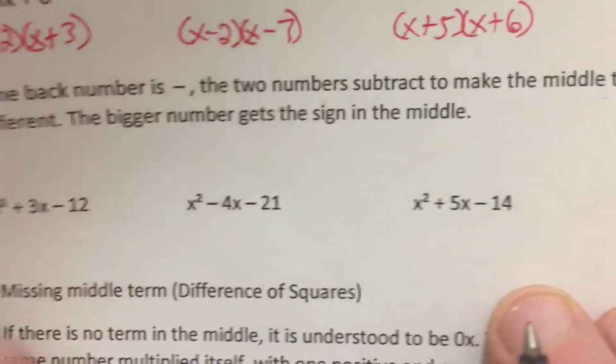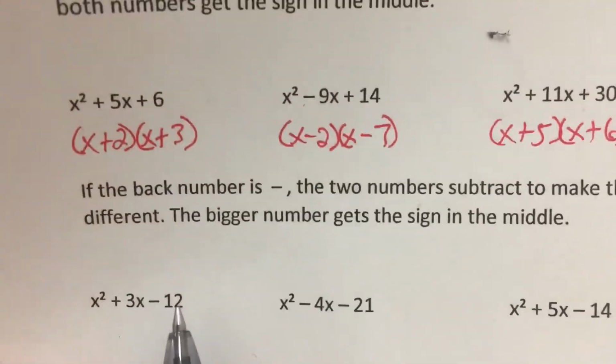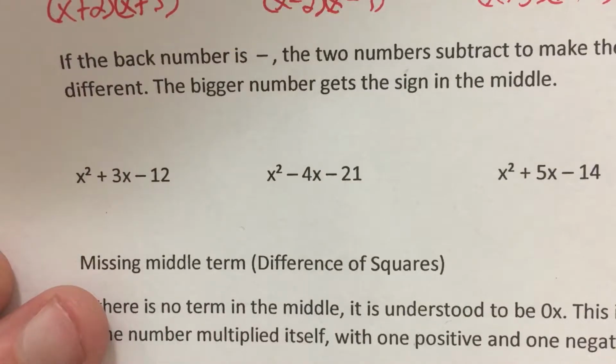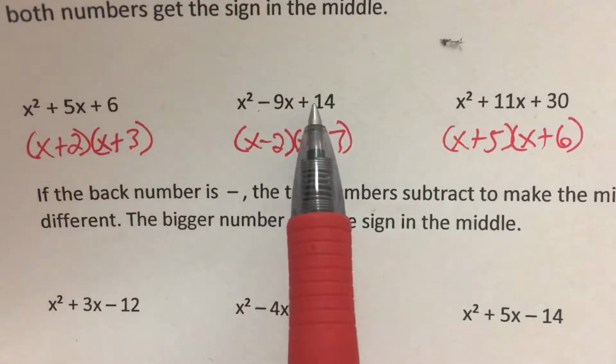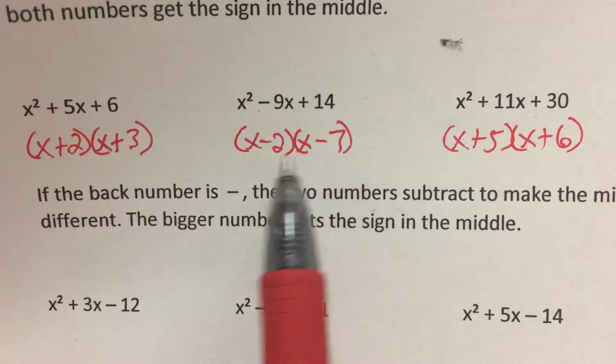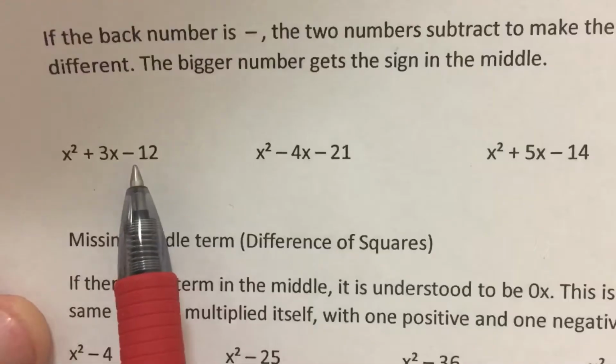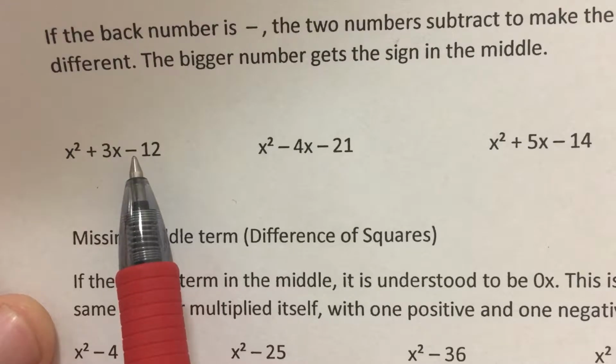Now it's the opposite if the back number is a minus. If the back number is a plus, they got to add to make the number in the middle. But if the back number is a minus, they have to subtract to make the number in the middle. If the back sign is a plus, they got to be the same sign. They'll both be whatever the middle sign is. But if the back sign is a minus, they have to be different signs. One's going to be a positive, one's going to be a negative.